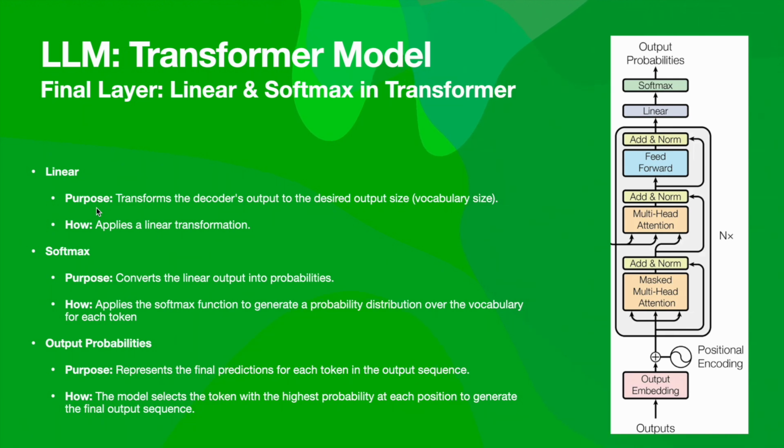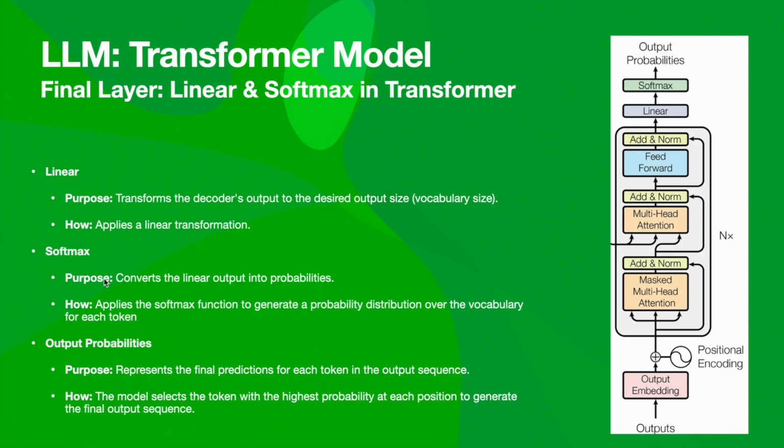Because whenever you are talking about text data, you need to provide a fixed vocabulary size, and that is what we perform in the linear layer. It is basically a linear transformation. And the softmax, whose activation function you already know about, is going to convert the linear output into probabilities.